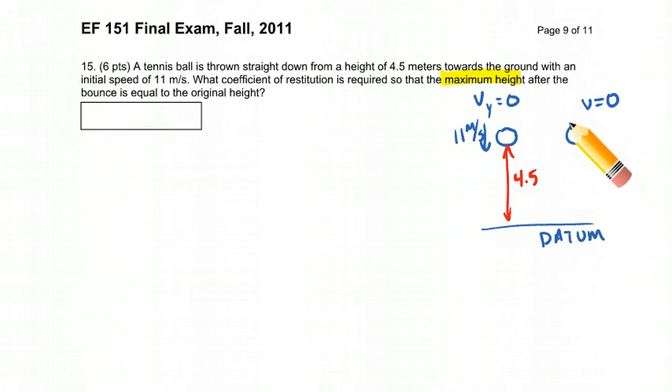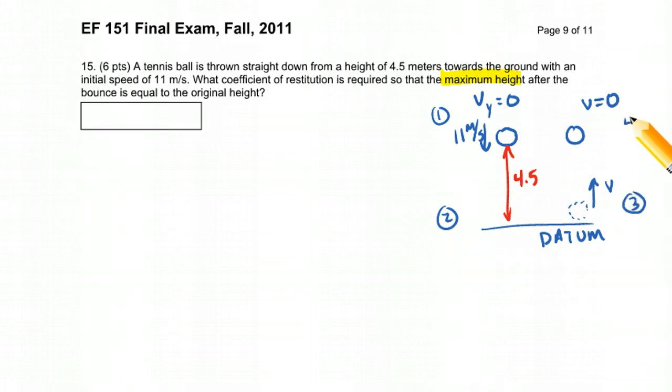So let's work backwards. If we're going to get a maximum height of 4.5 meters, we can use conservation of energy between this location to find this velocity after the bounce. So I'm going to call that, we'll just call this state 1, this state 2 right before the bounce, this state 3 and this state 4, just to keep everything straight. So we'll have the ball before the bounce, the ball after the bounce coming back up. This is going to have some velocity here.